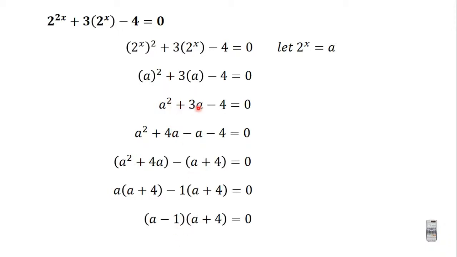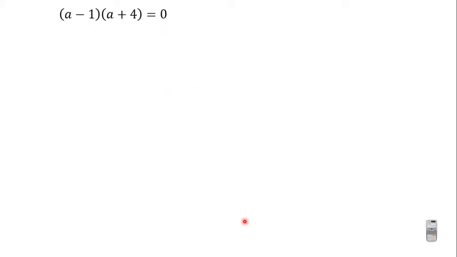So if you factorize this trinomial, you have a minus 1 in one bracket, a plus 4 in the other bracket, is equal to 0. To find a, you equate the first one, which is a minus 1, to 0. So you have a minus 1 is equal to 0, and a will give us 1. Then a plus 4 is equal to 0, so a will give us minus 4.